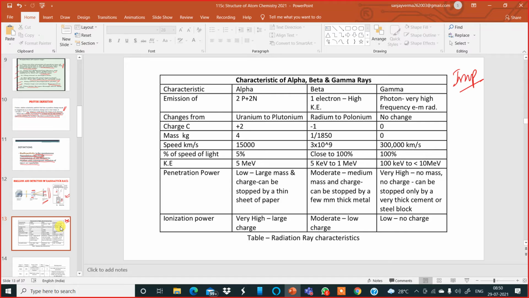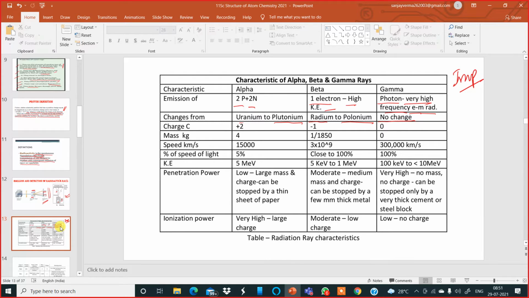Alpha particle characteristics: two protons, two neutrons. Beta particles: one electron, high kinetic energy. Gamma particles: it's a photon, a light particle, electromagnetic, very high frequency electromagnetic radiation. Now, changes from alpha particle emission: uranium changes to plutonium. If an alpha particle is emitted from uranium, it becomes plutonium, whereas when a beta particle is emitted from radium, it becomes polonium. But when a gamma particle is emitted, there is no change.